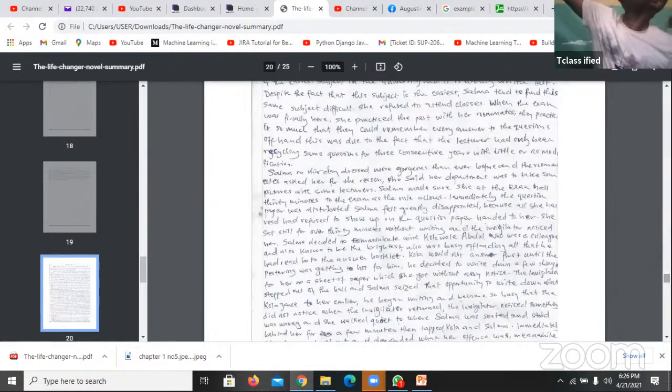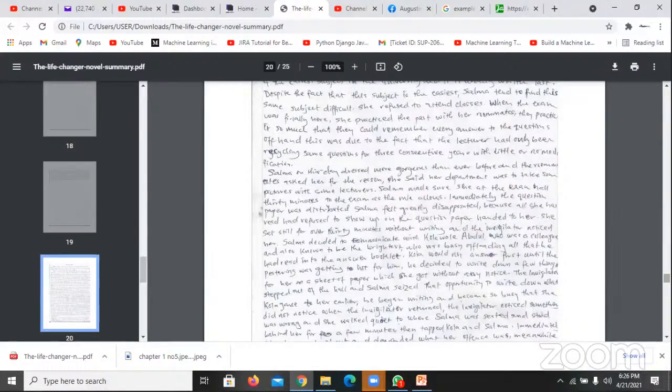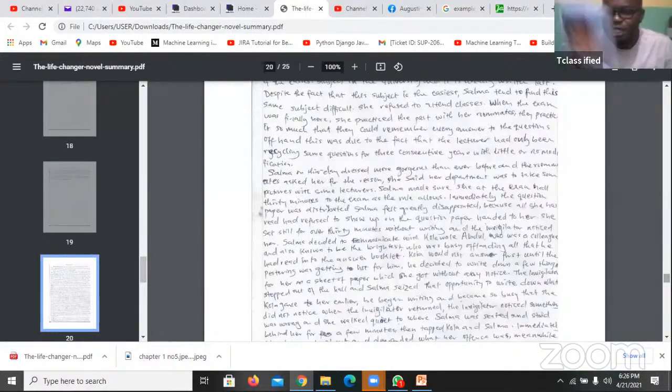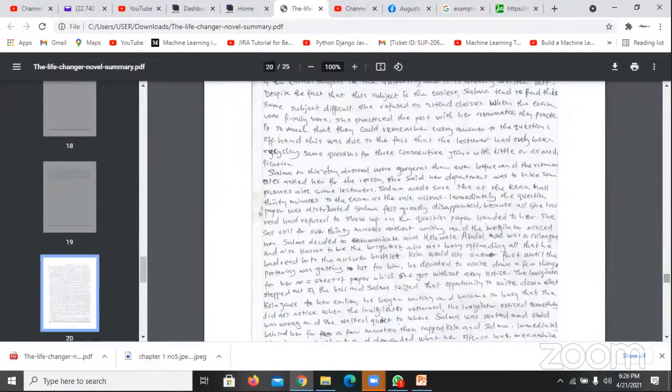I kept a copy. That novel, Life Changer. There was one copy I kept on top of it. I gave the English one copy. One small copy. Okay. Chika, are you seeing my hand? Yes, I'm seeing it. Okay, so that's the novel.